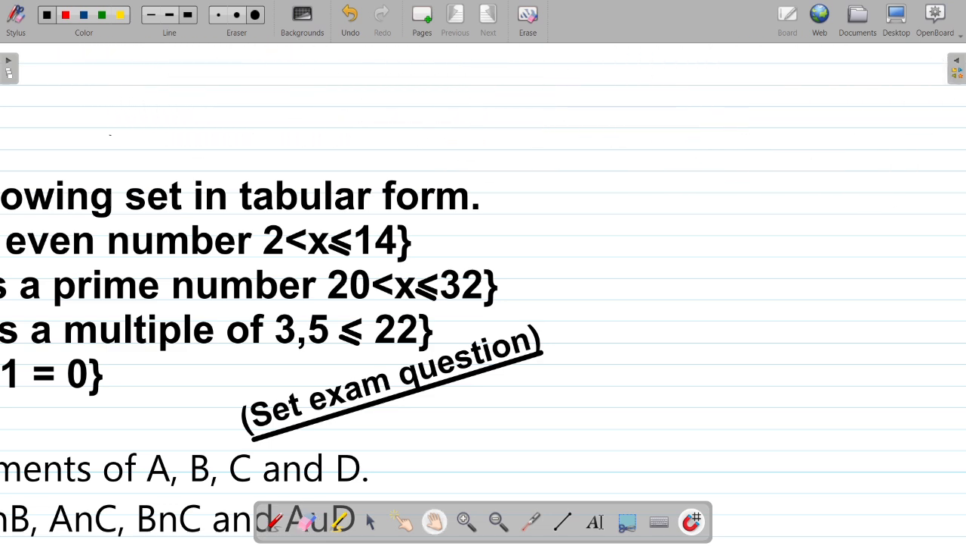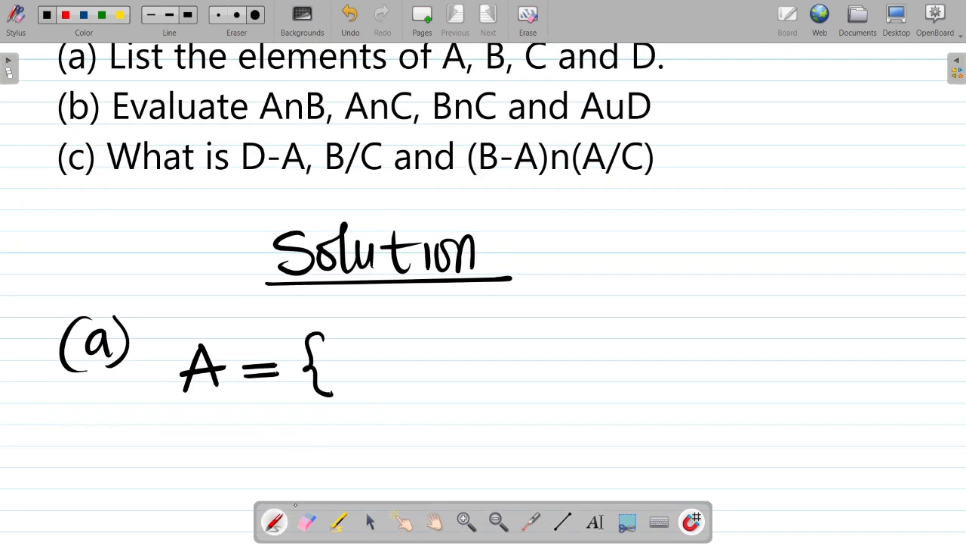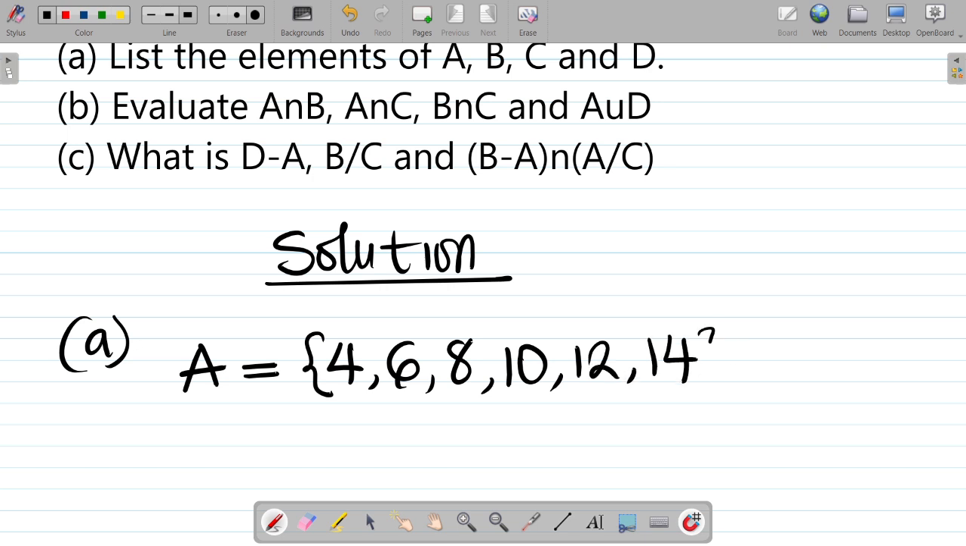So that's for A. I'll come to A here. The elements in A are 4, please, there's no 2 there, starting from 4, 6, 8, 10, 12, and 14. That's for A. Let's get the elements in B.